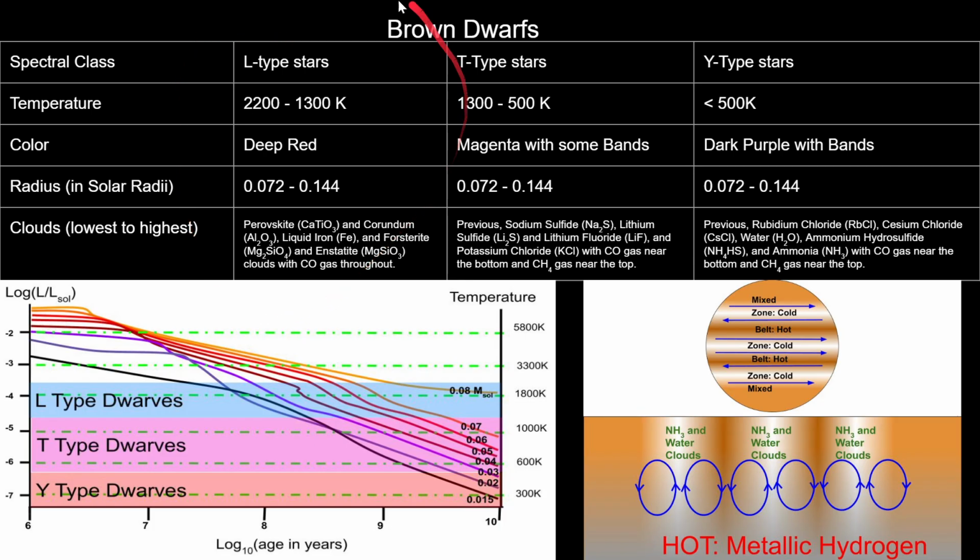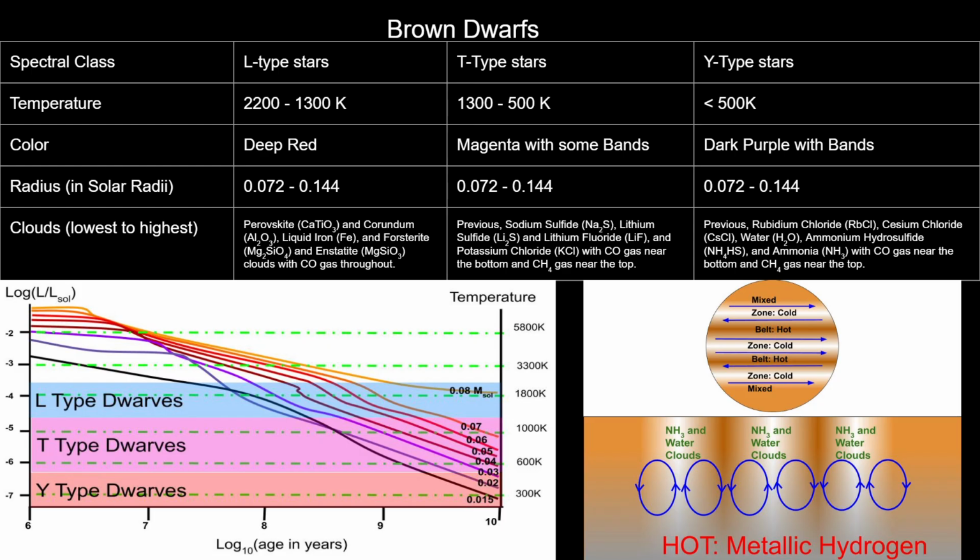Now for brown dwarfs. Brown dwarfs have 3 spectral classes: L-type, T-type, and Y-type. L-type stars have a temperature more than 1300 Kelvin and are able to do simple hydrogen fusion. T-type stars have a temperature above 500 Kelvin, and Y-type stars have a temperature less than 500 Kelvin. L-type stars have a deep red color, T-type stars have a color magenta with some bands, and Y-type stars are dark purple with bands.